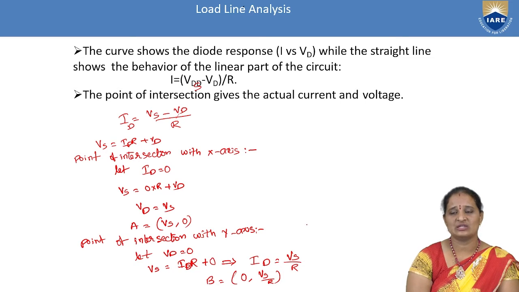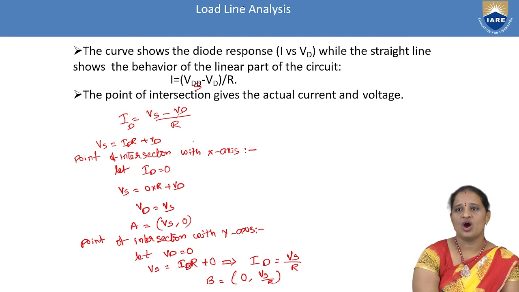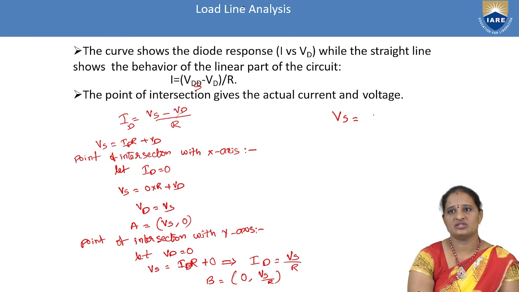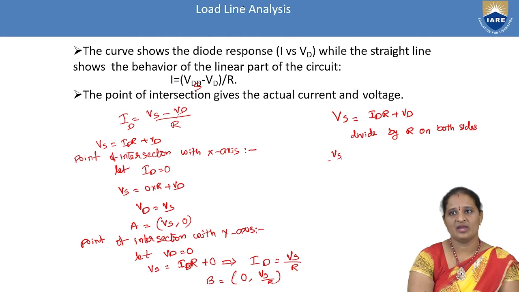So let us find the slope of the straight line drawn onto the VI characteristics of the PN junction diode. How to find the slope? For that, let us consider the equation Vs is equal to ID into R plus Vd. Let us divide this equation by R on both sides. Then we get Vs by R is equal to ID plus Vd by R.